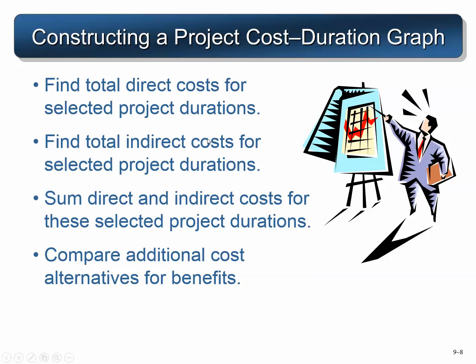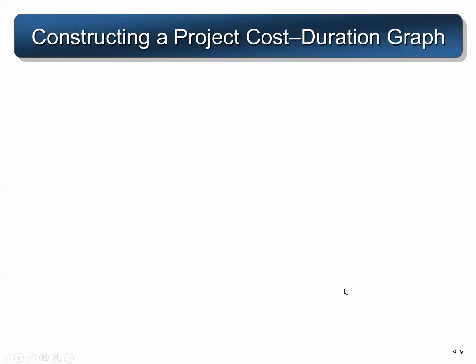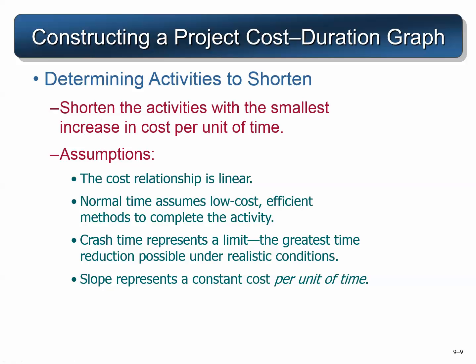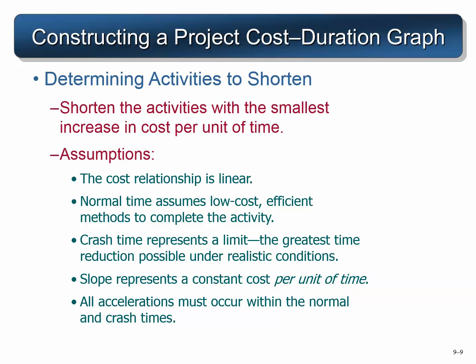First of all, you find total direct cost and indirect cost, you sum them, and then you look at the trade-off in the cost duration graph. Now, which activities do you shorten? Shorten activities with the smallest increase in cost per unit time.